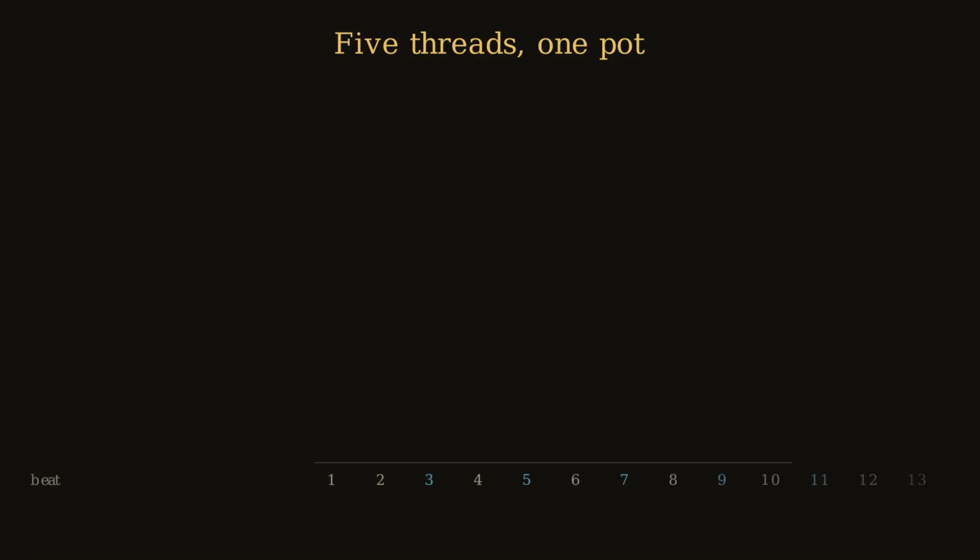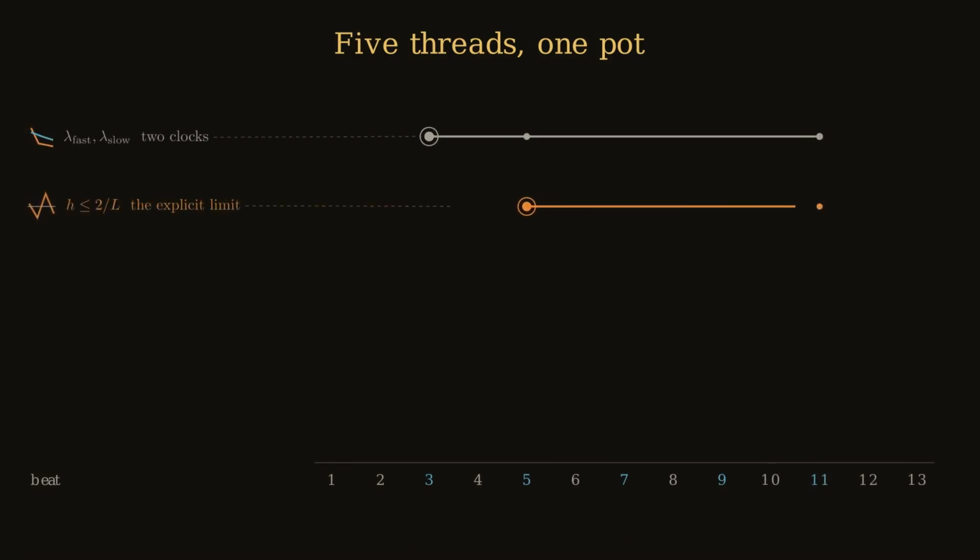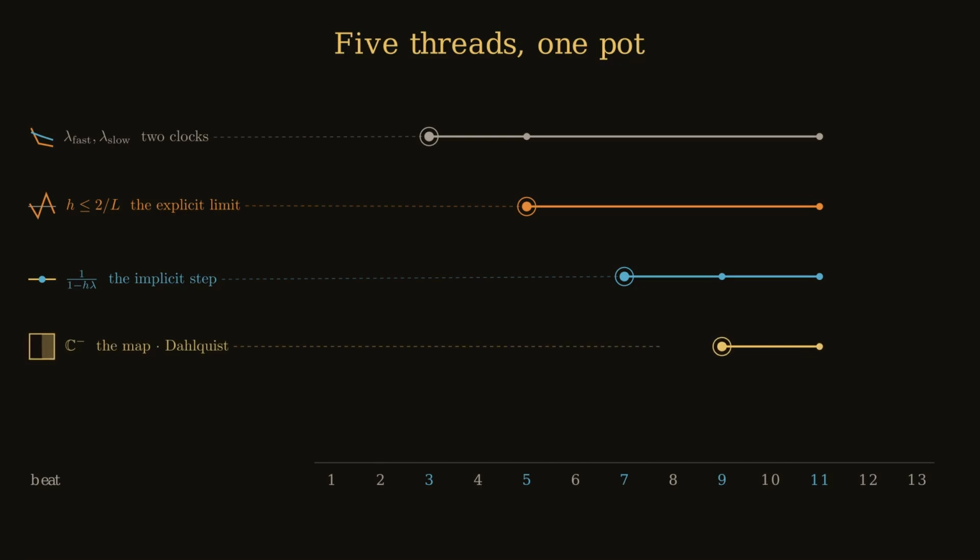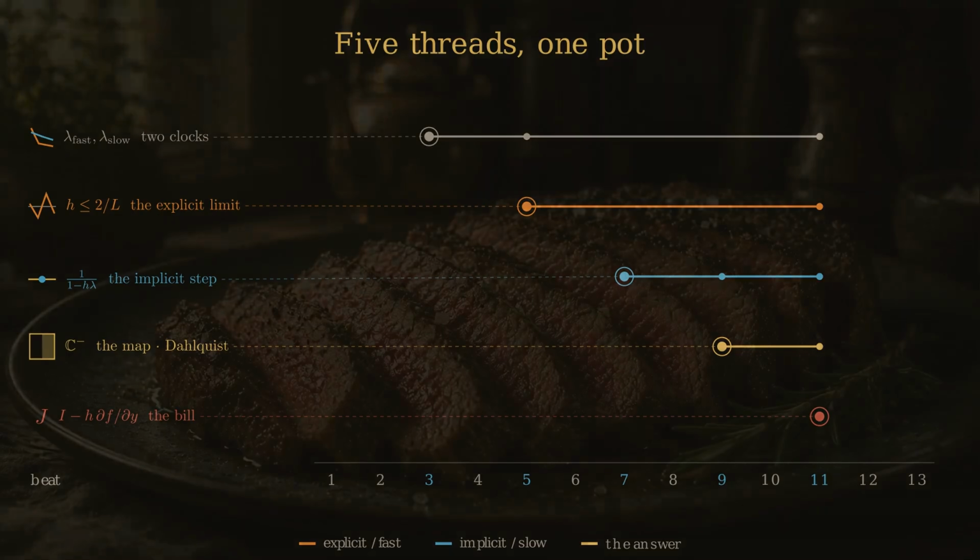One method, drawn as threads. The two clocks, fast surface, slow core: stiffness. The big step the fast clock forbids. The explicit limit, 2 divided by lambda. The slope read at the destination. The implicit step, stable for any h. The map that proves it, the left half plane, and the wall that keeps explicit methods out. And the bill, a Jacobian and a solve, every step. 5 threads, 1 pot.